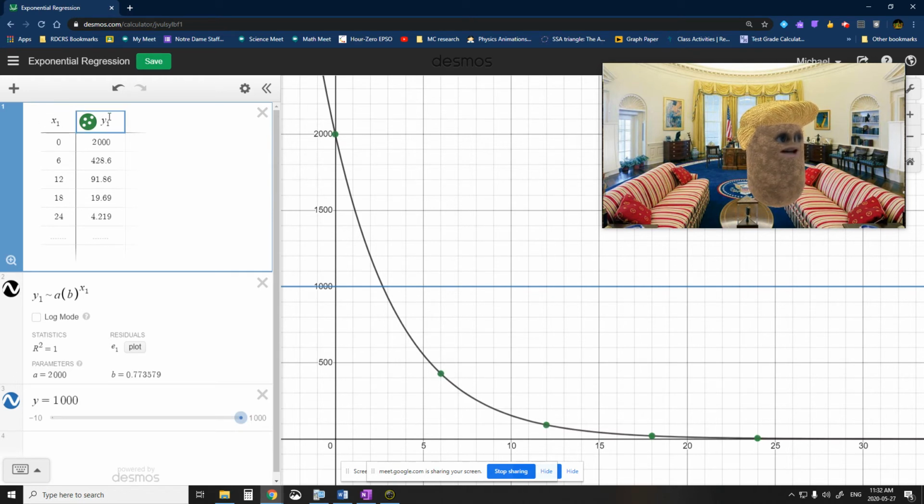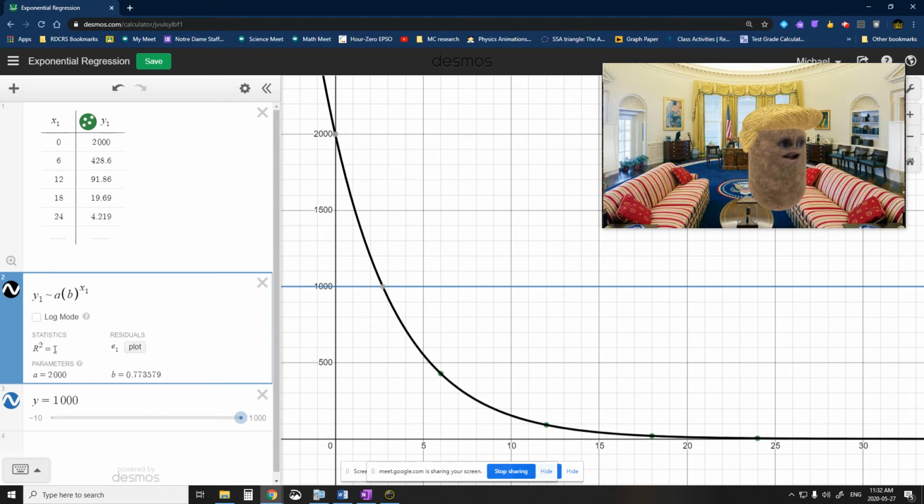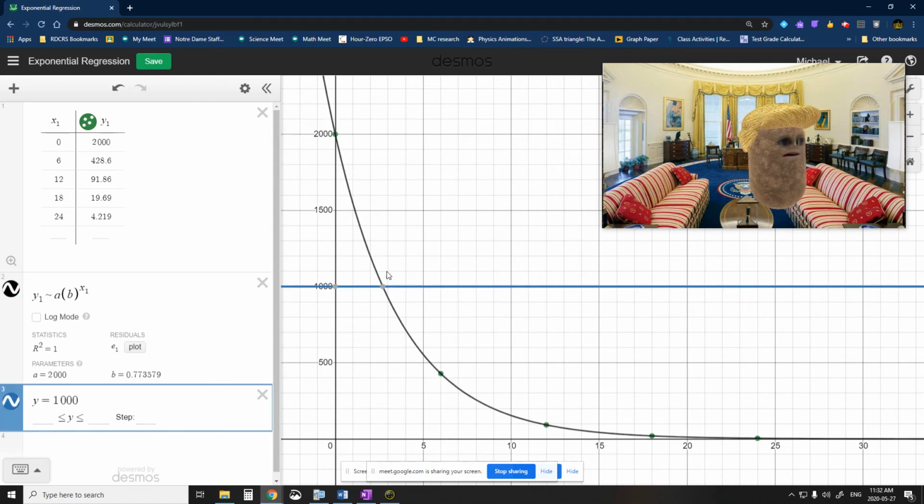You can change these labels to what you want them to be, but you have to make sure they match down here. My r squared is 1, so that's good. We want the r squared to be as close to 1 as possible. My a is that, and this b, so obviously it's not a half-life equation because we're using 0.77, but it matches the data perfectly. And then here I put a line that is half of my a value. So if my a value is my start point, half is 1,000.